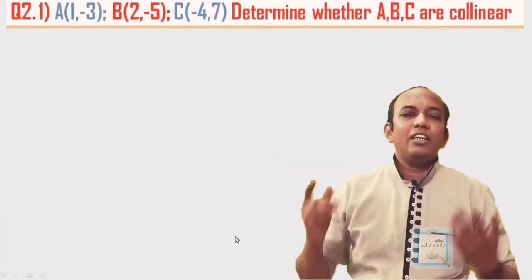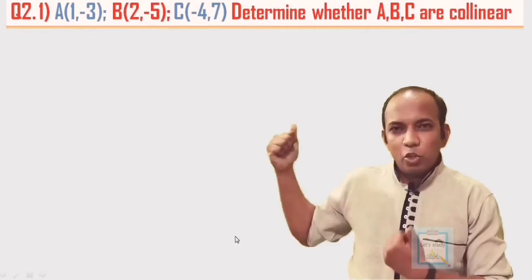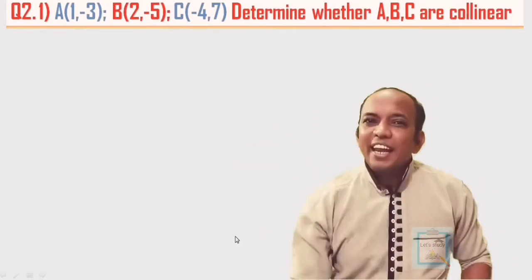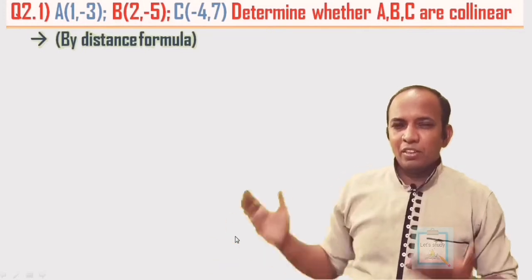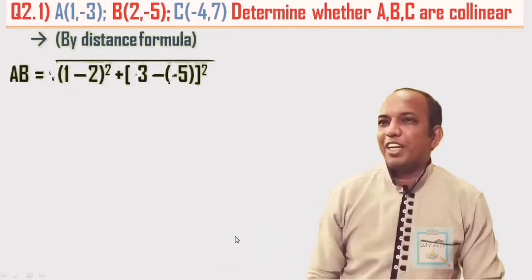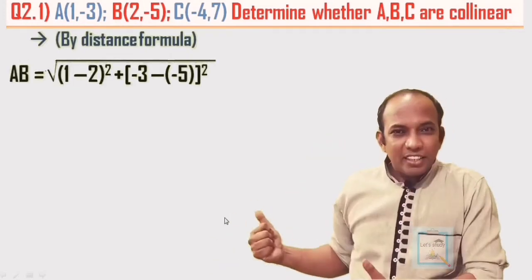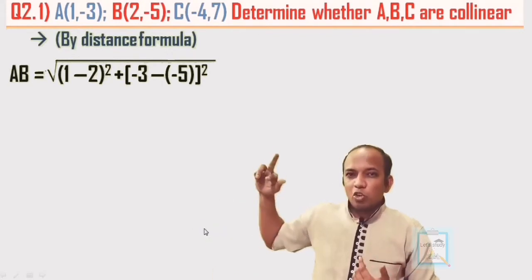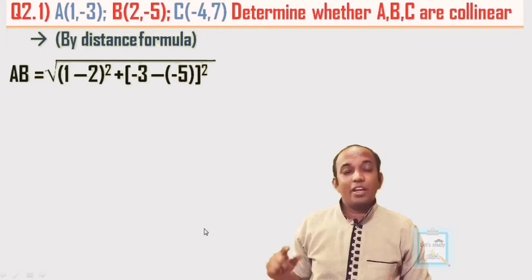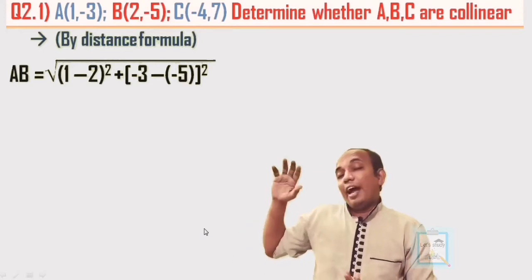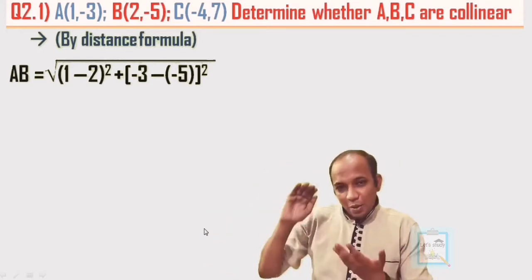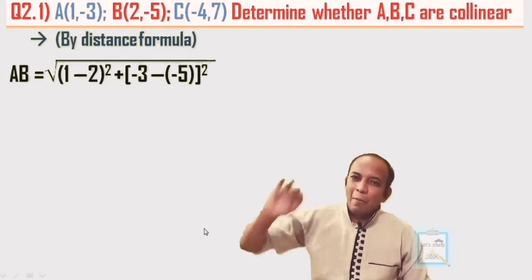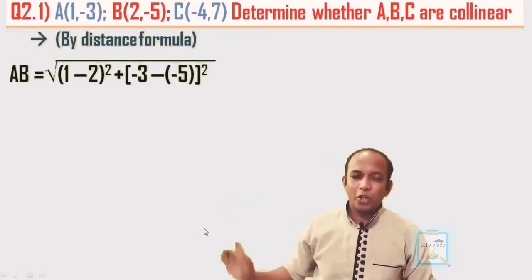So here we go with the first sum on the board. The points are the same, ABC. The coordinates of ABC are given to us the way it is shown. We can directly apply the distance formula for AB. The moment we start applying the formula, what do we get? We get x2 minus x1, that is 1 minus 2 the whole square, right? Because the x coordinates are 1 and 2. And after that, plus in bracket negative 3 minus negative 5 the whole square.